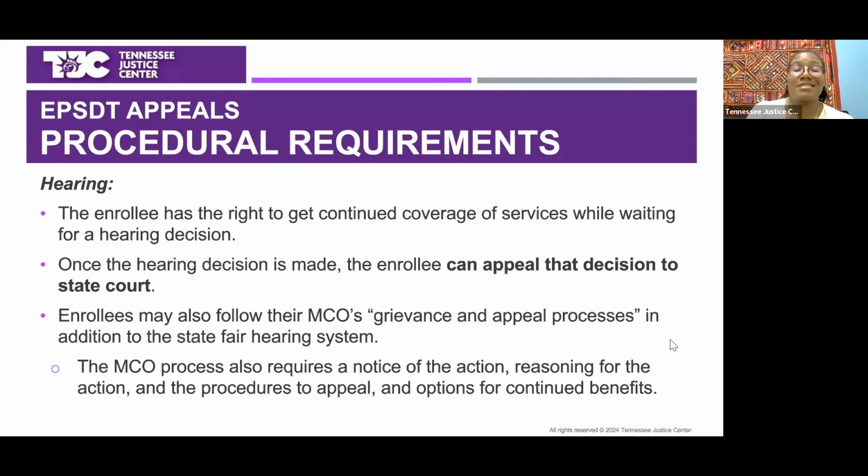So this is important to know because sometimes you might be required to go through that process before you can even appeal, but just keep in mind that there are some situations where you might have two different paths to go down. Similar to the TennCare appeal, an MCO process has requirements for a notice, for reasoning, for procedures to the appeal, and options to continue your benefits so that there's no interruption in coverage. Because ultimately, in cases where that would be disastrous, we want to avoid an interruption in essential medical care.